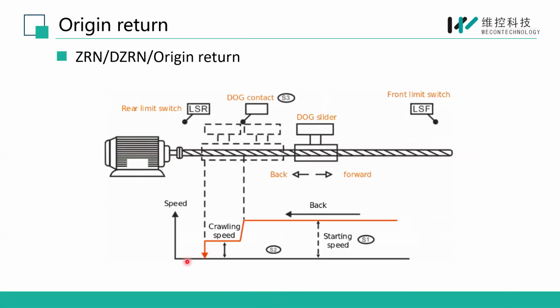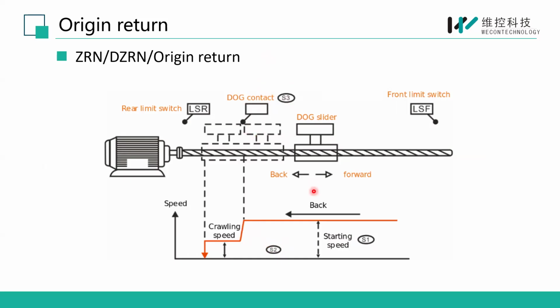Okay, look at this picture. The first is the S1 parameter. S1 specifies the speed at the start of return, and it can be in the range of 1 to 200,000. The second parameter specifies the crawling speed in S2. And the third parameter is the dog connect.